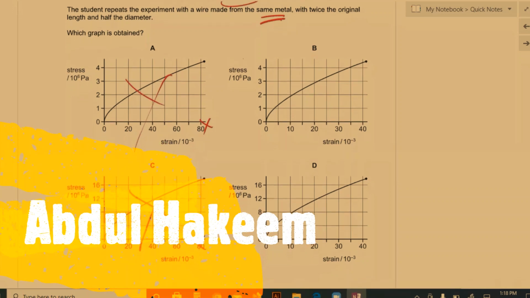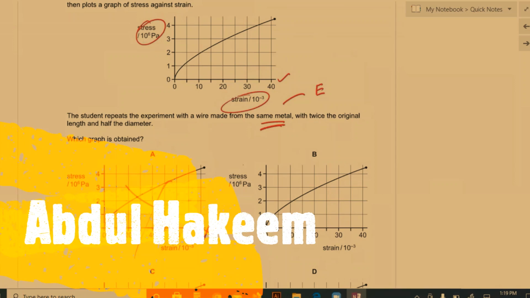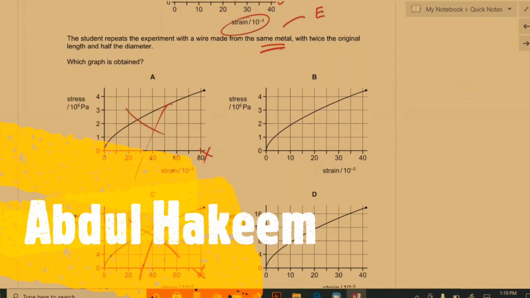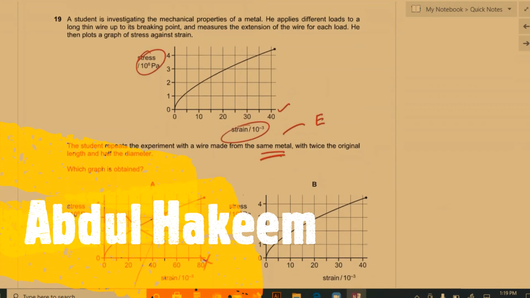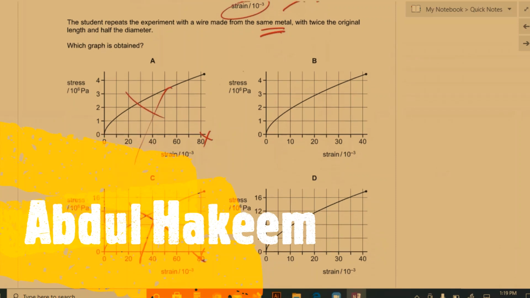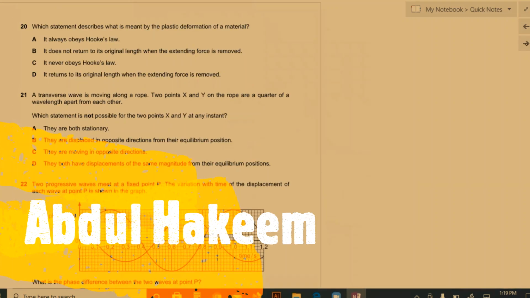Now we will compare the shape. So 10, 20, 30, 40. So here also 10, 20, 40. Look at the y-axis, 1, 2, 3, 4. And here it is 4, 8, 12, 16. So this is wrong and this is correct because this is the similar graph. At the x-axis up to 40, at the y-axis up to 4, and the shape is the same. So this is the graph because the Young modulus will remain the same. Now move to the next.